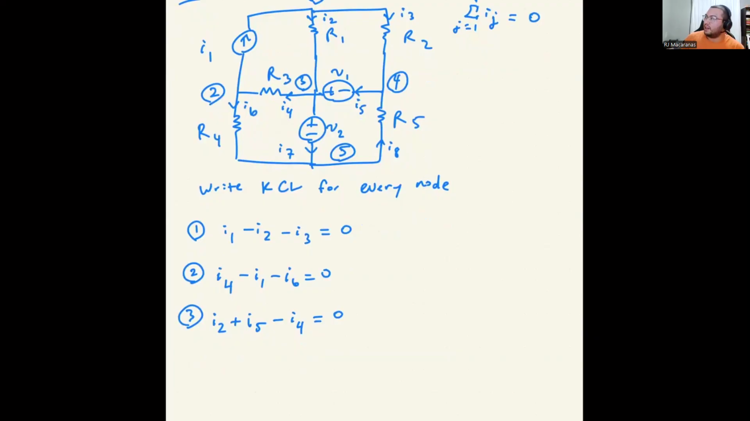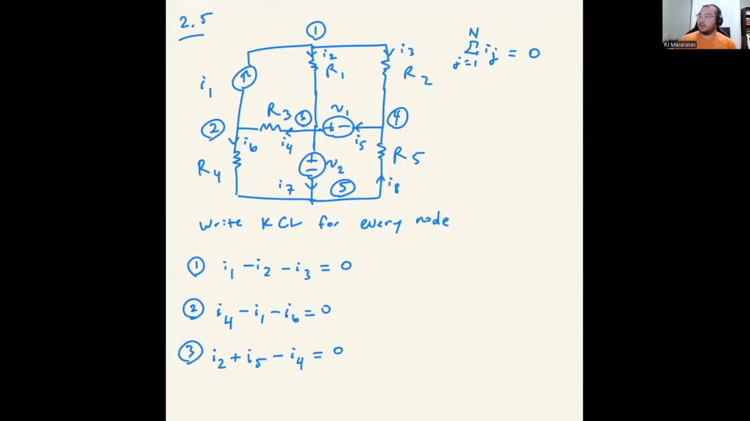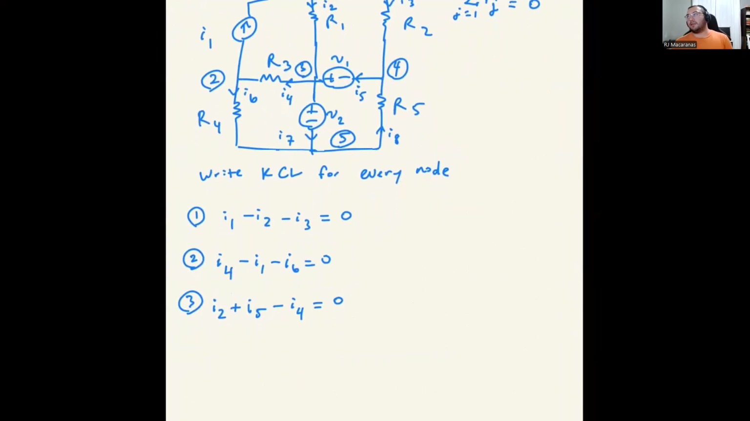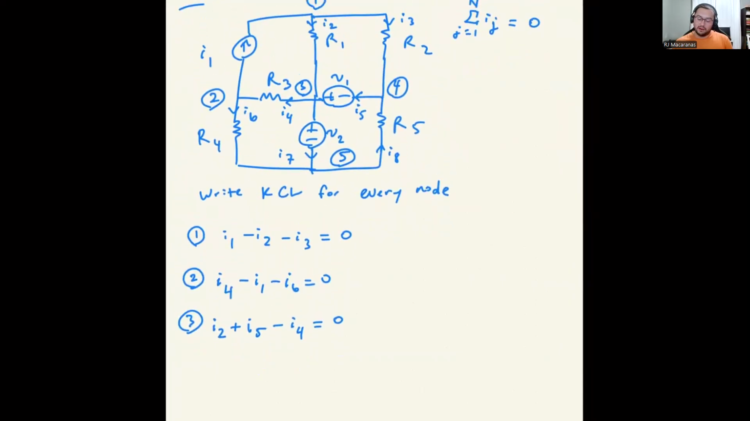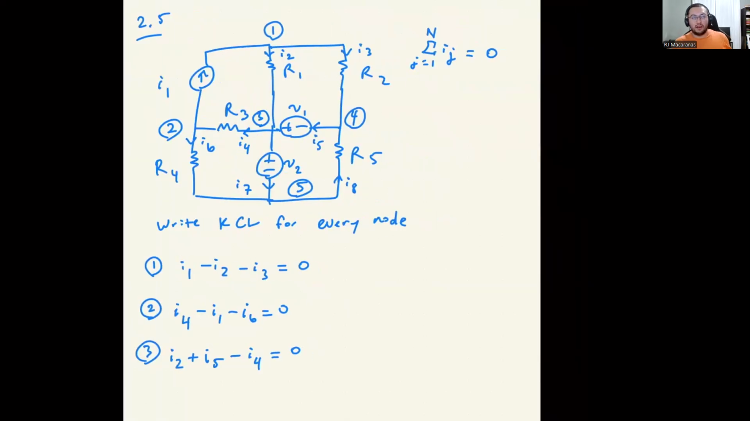I could go on and do this for the rest of the nodes, but in the interest of time, I'm not going to do that. I'll let you guys do that. Hopefully you get the idea, right? So we just add up the currents going in, subtract the currents coming out, and that should go to 0 for all of the nodes. Are there any questions on that, or are we good to move on here?